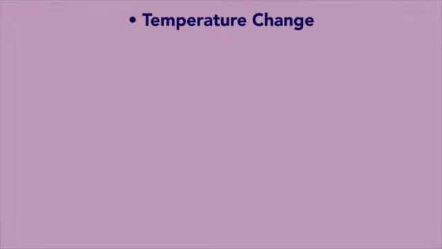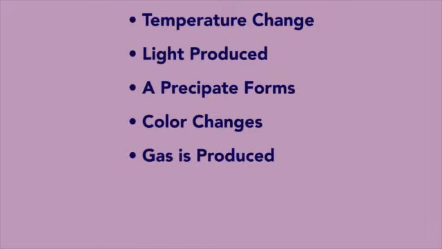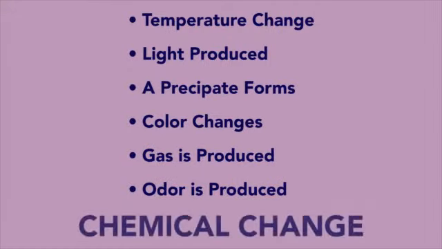Got it? In a chemical change, a chemical reaction occurs. Here's how you can tell if a chemical reaction has occurred. Does the reaction get hot or cold? If so, a chemical change has taken place. If light is produced, a precipitate forms, the color changes, or if gas or a smell is produced, you've got a chemical change. These are the general rules of thumb. A lot of times, more information is needed to make the call, just like in our two hair color examples.